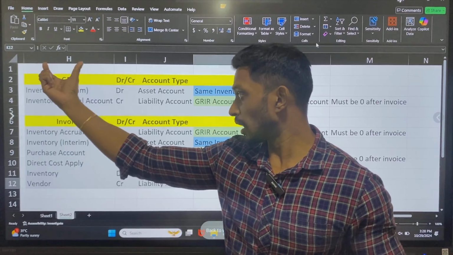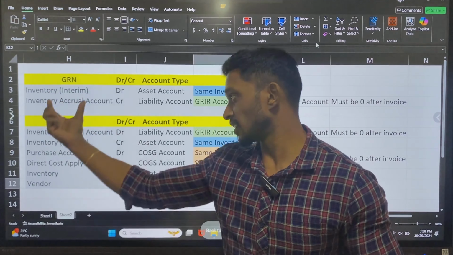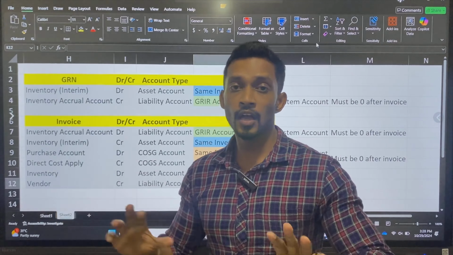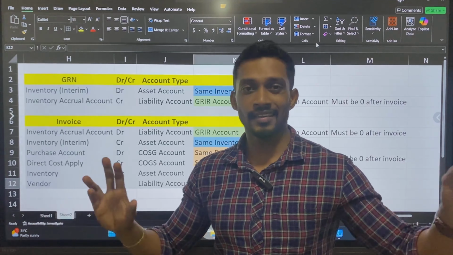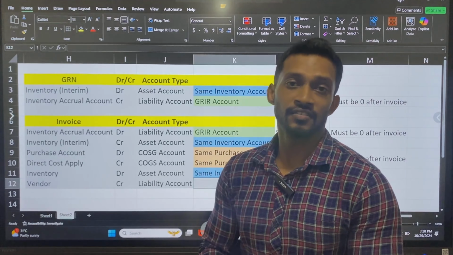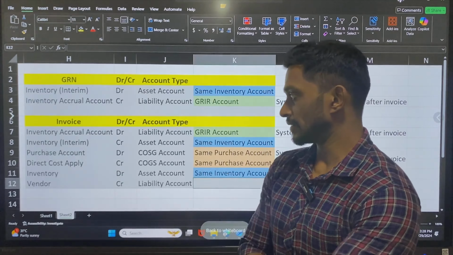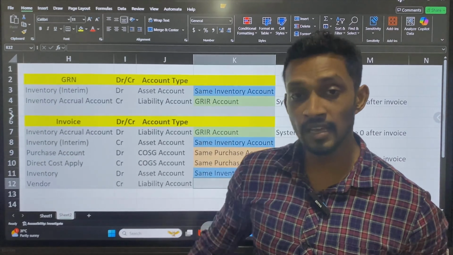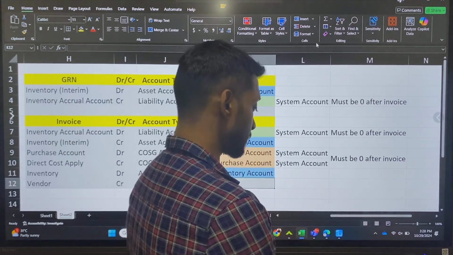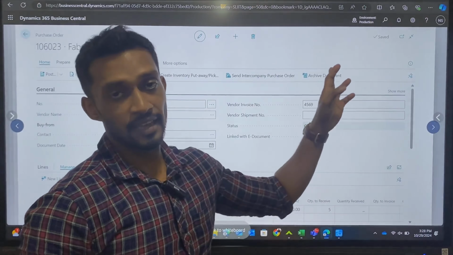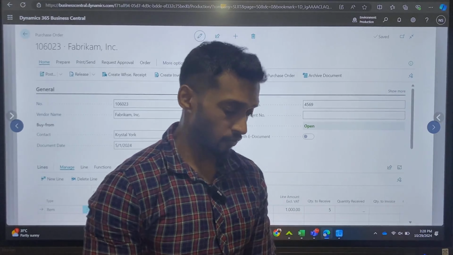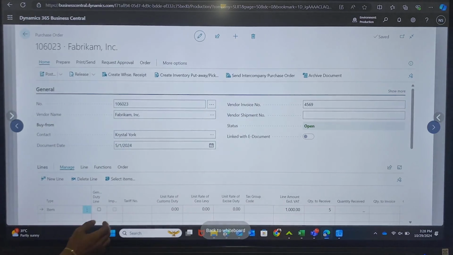I'm going to explain only these things, because if you can understand these double entries, you will be good with credit memos and returns as well. Right, these are the double entries in Business Central when you are posting GRN and invoice. Let's go to Business Central and see where we have to set up these GL accounts and how they come. Right, I have a purchase order.